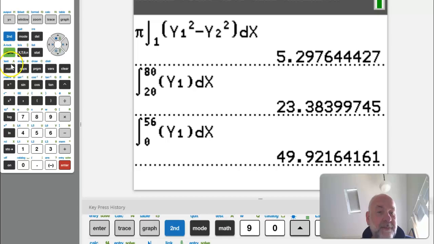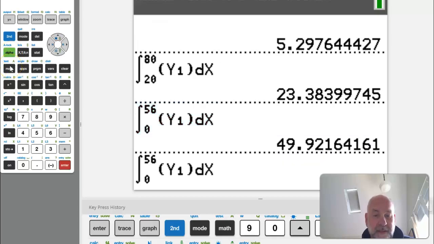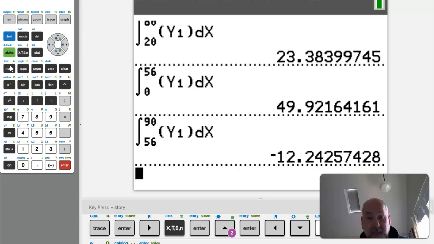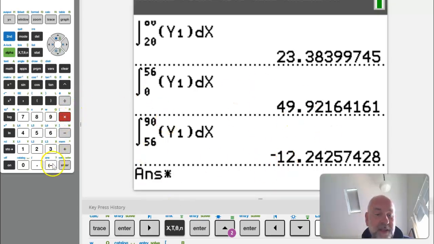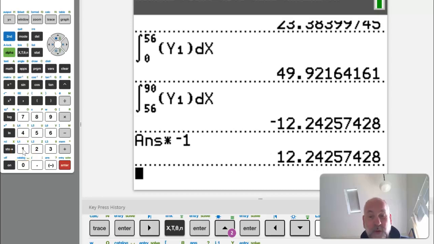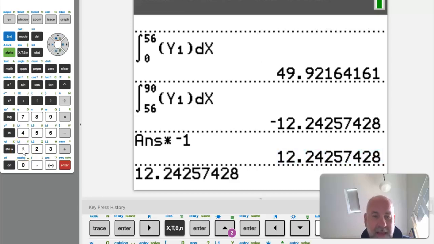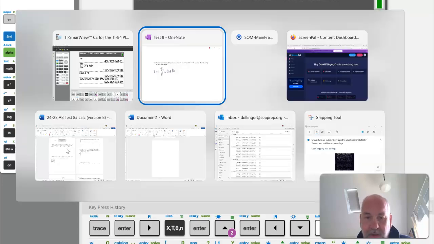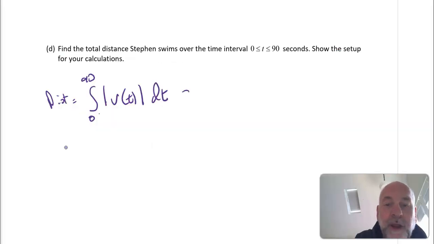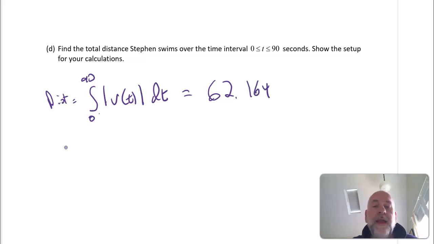And then do the same thing. I'll just bring it down here and change it to 56 to 90. Okay, but I've got to count this positively, so I'll do times -1 to turn it to a positive number, and then say, what's that plus that? 62.164. Got the answer, no rounding at all. So there was a way, that's meters.